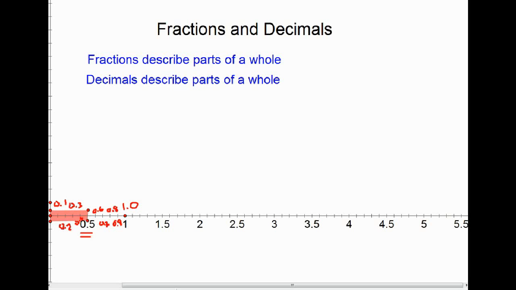So if you recall, that piece of the whole there was 5 out of 10 pieces. Well, 5 out of 10, as we saw, was the same as a half, if we reduce that to simplest form. But what we can see here on our number line is that's the same as 0.5.